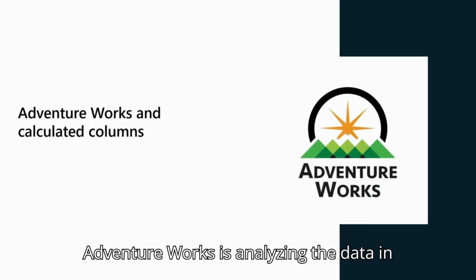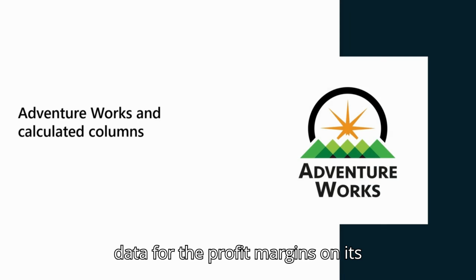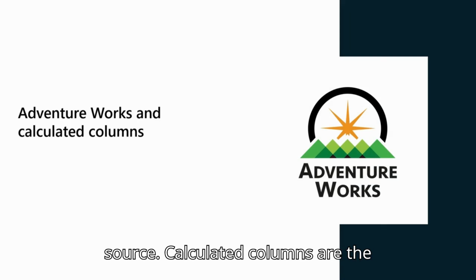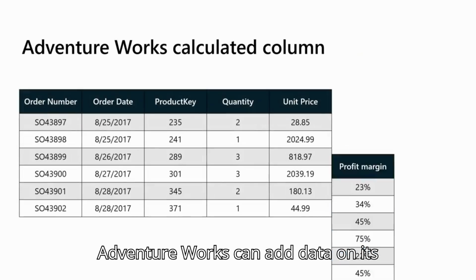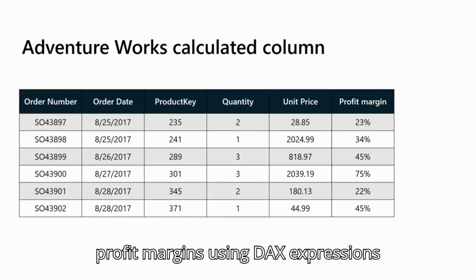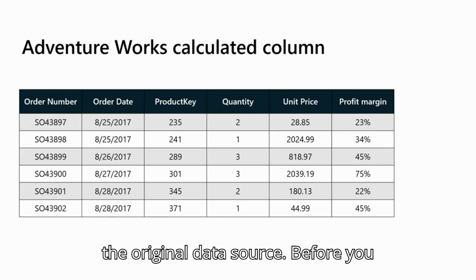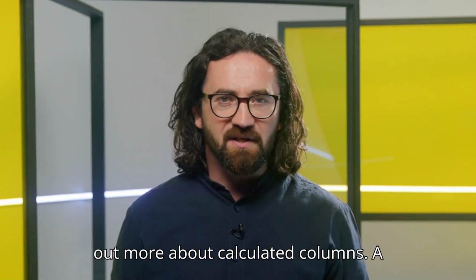AdventureWorks is analyzing the data in its sales table and realizes there's no data for the profit margins on its product categories in the original data source. Calculated columns are the perfect solution to this problem. AdventureWorks can add data on its profit margins using DAX expressions to create new calculated columns within the original data source. Before you begin helping AdventureWorks, let's find out more about calculated columns.